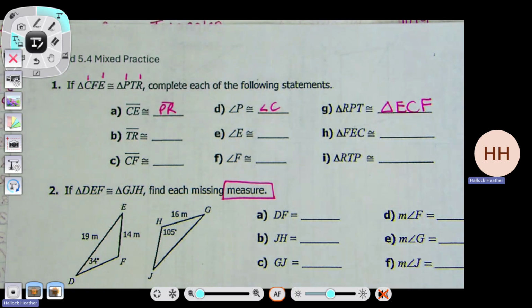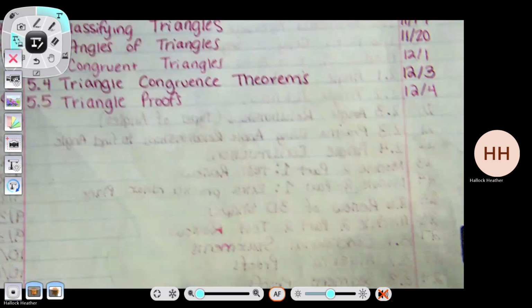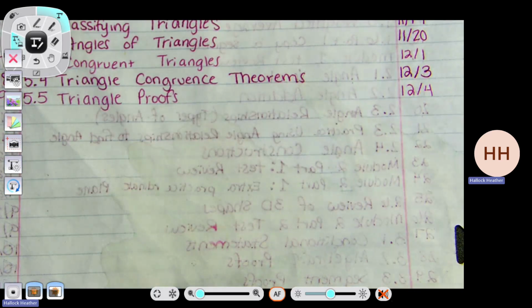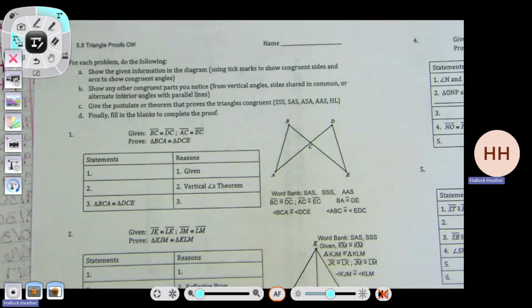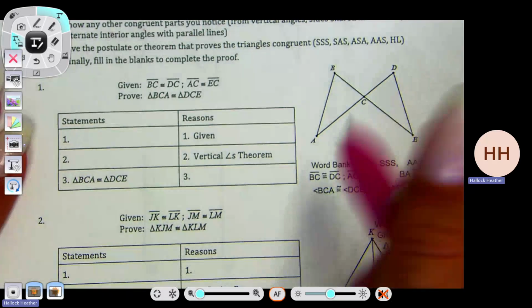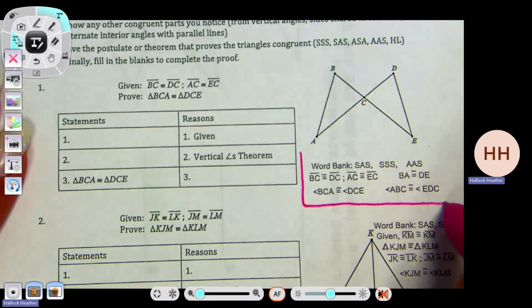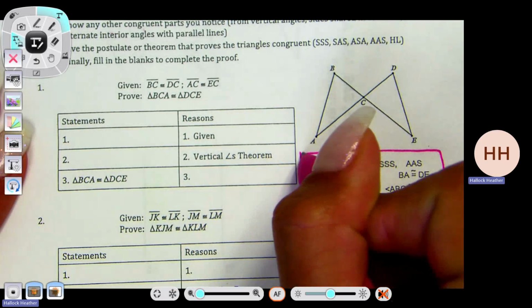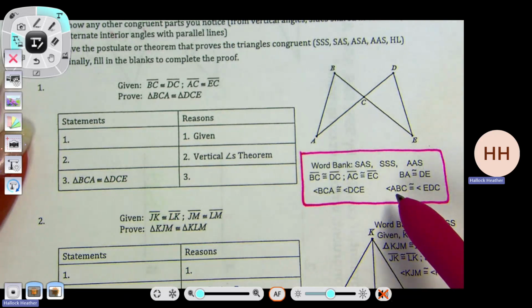Okay, let's go to the front. Because this is the part that confuses your small brains, let's go do some proofs. For number 1 on the front, we have a word bank for every single problem. So these are your options. I gave you a little word bank to go off of. Each problem obviously has its own word bank.